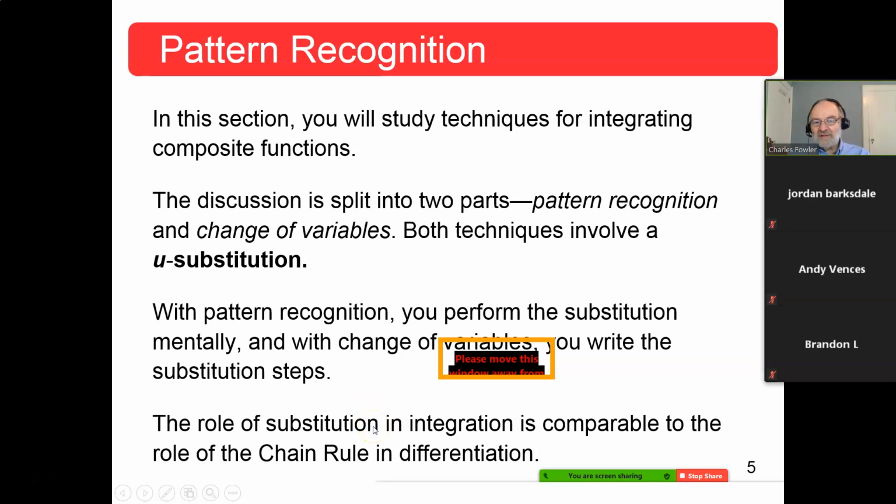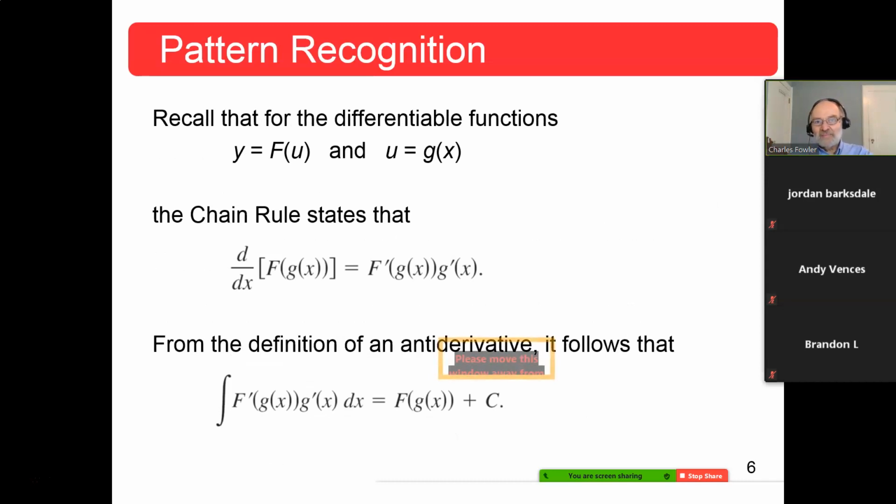The role of substitution in integration is comparable to the role of the chain rule in differentiation. In other words, we're unchaining, like when you do an antiderivative, you undo the chain rule. That's what we're doing, okay? Now, going back to differentiable functions, if we had y is some function F of u, but u itself is a function of x, g of x.